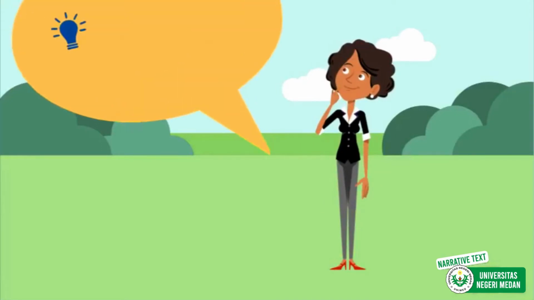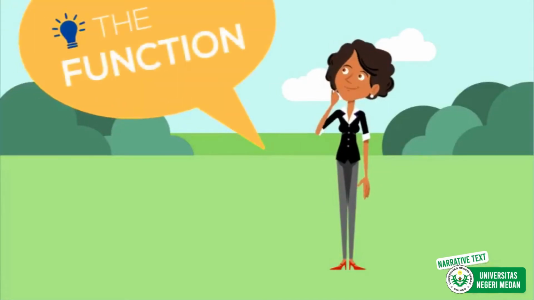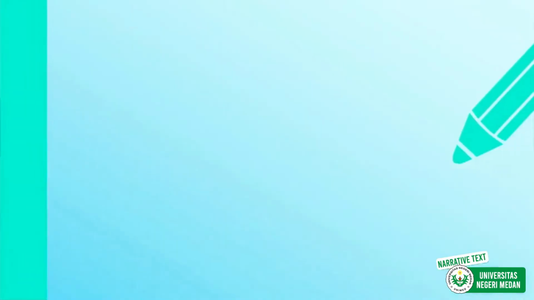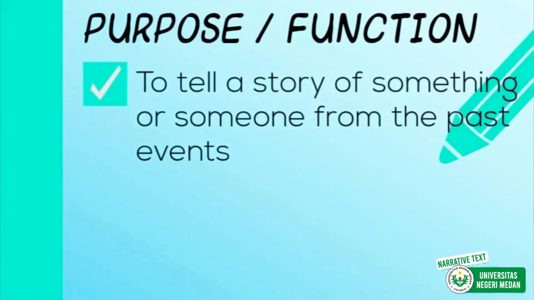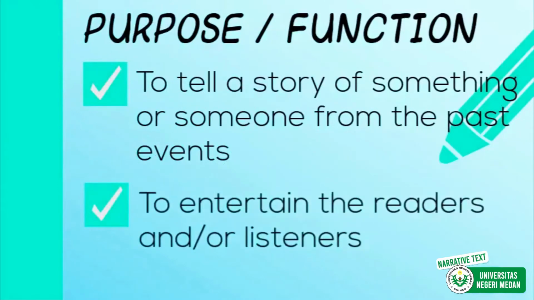Of course, the function of narrative text. Since each type of text has their own purpose or function, narrative text also has one too. Well, the function or the purpose of narrative text is to tell a story of something or someone from the past events. Well, it's not only that. Its function is also to entertain the readers and or listeners.